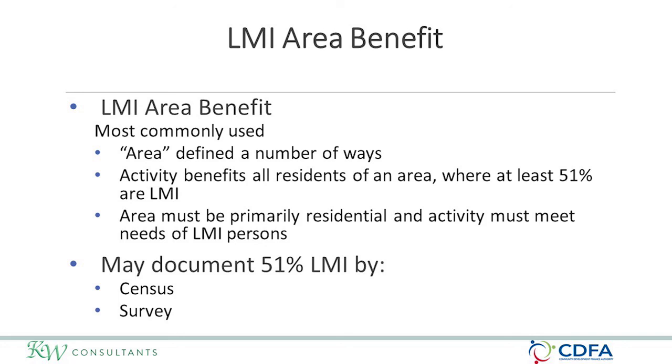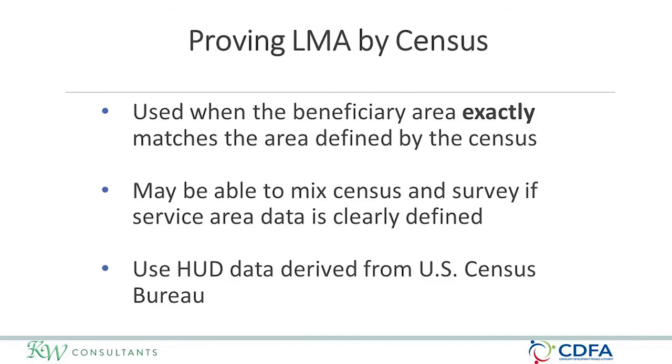And that can be documented in one of two ways, either by census data or by survey data. When you're proving your LMA status by census data, you need to make sure that the beneficiary area exactly matches the area that's defined by the census. For example, census data is provided by a census place, like a town or a city. It's also provided by census tract and block group.